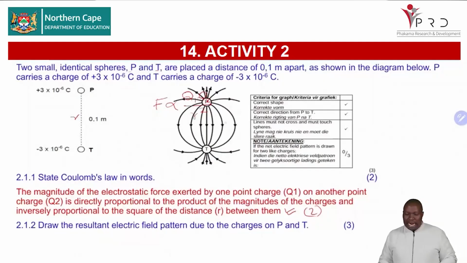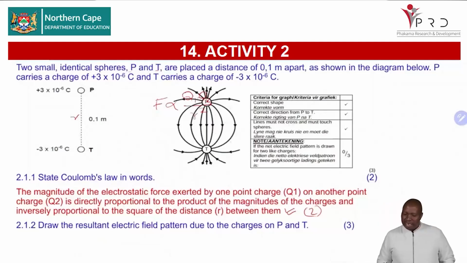I want to take you through the marking criteria for this diagram. The first mark will be for the shape. You can see it's a nice drawing. Love what you are doing, because you want 3 marks. Remember, 3 marks in physical science is 1%, 3 out of 100. Already you have 1% in the exam by understanding this electric field pattern. So it's very important that you do this correctly. One mark is for the correct shape. One mark is for the correct direction from P to T. You can see the arrows are towards T and away from P. So that is the second mark.